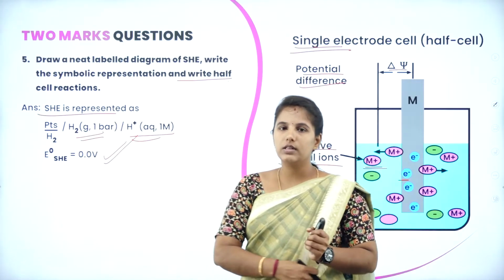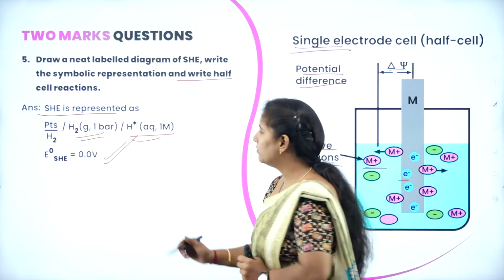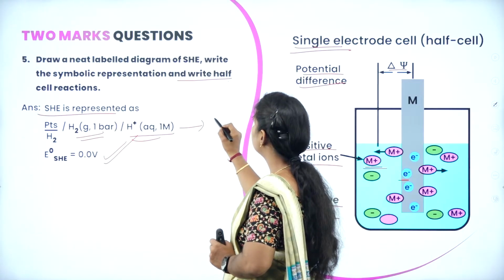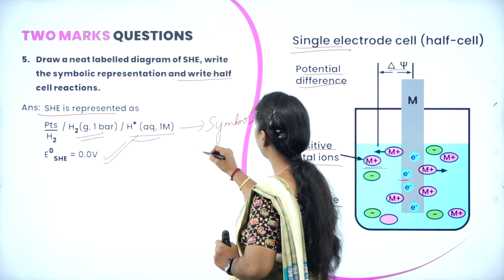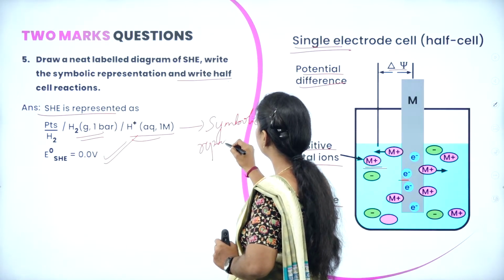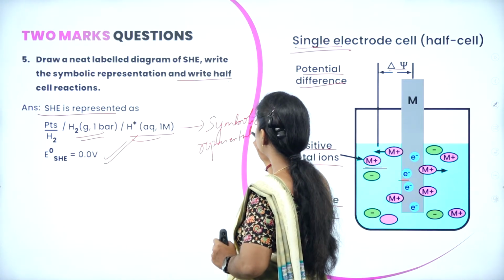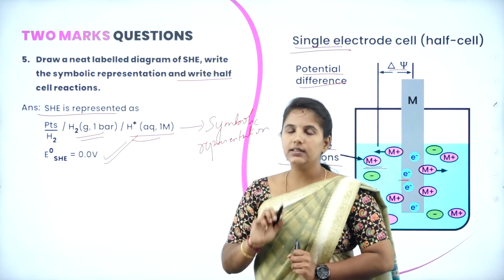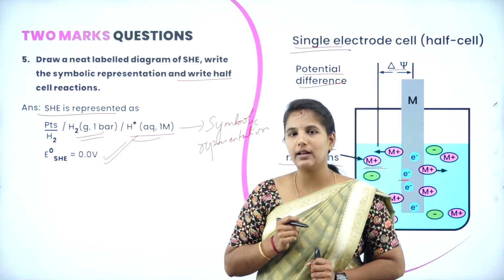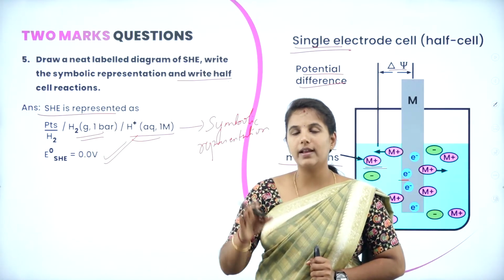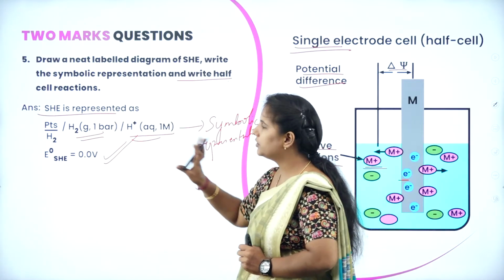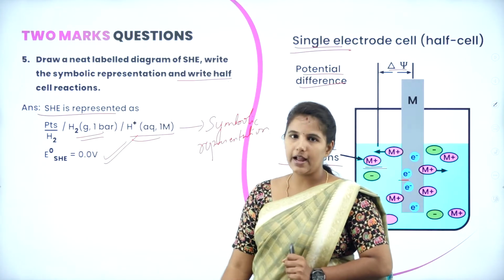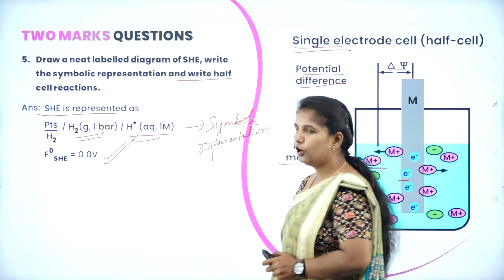So this is a value you must know, and you must know the symbolic representation of SHE. Either they can ask you to write the SHE diagram, or sometimes they will ask you to write the SHE symbolic representation, this equation, and you need to know the half cell reaction along with the E0 value.